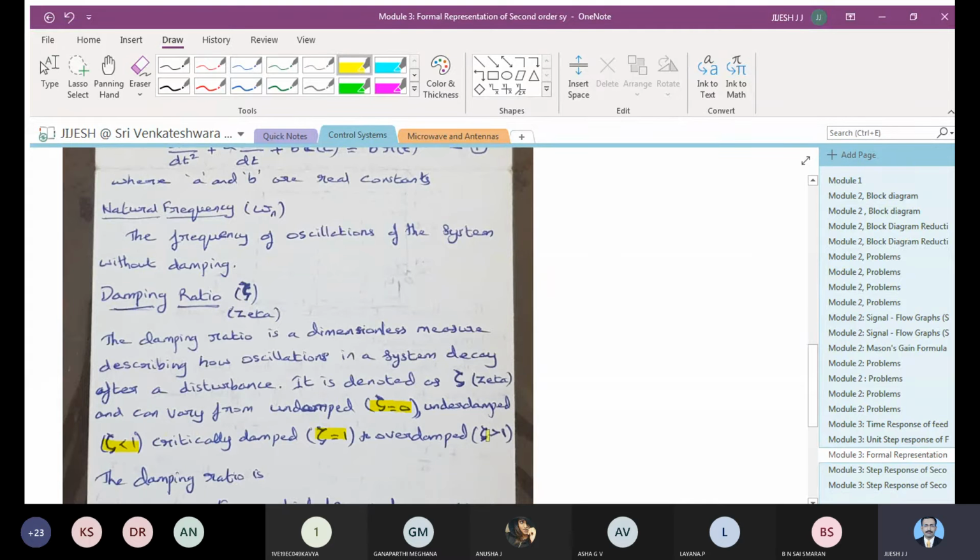So it is a damping ratio, and it's a dimensionless measure describing how the oscillation of the system decays after a disturbance. If you make some disturbance for the system, how it decays back. That is what it is, and we have four classifications for this: undamped, underdamped, critically damped, and overdamped based on the value of zeta. So zeta equal to 0 is undamped, zeta less than 1 is underdamped, equal to 1 is critically damped, and greater than 1 is called overdamped.